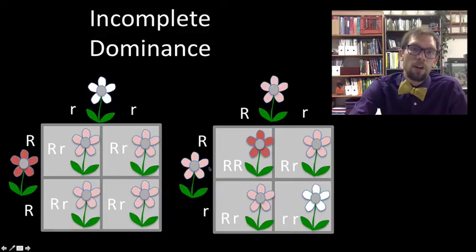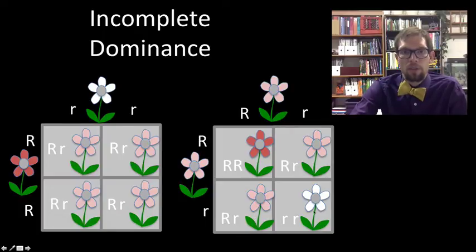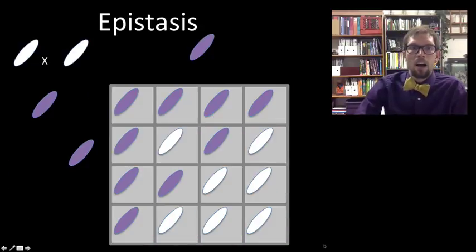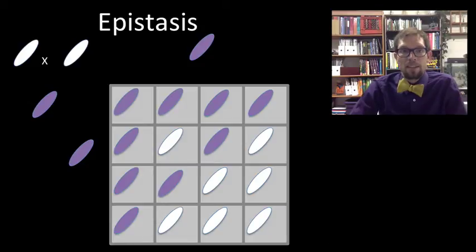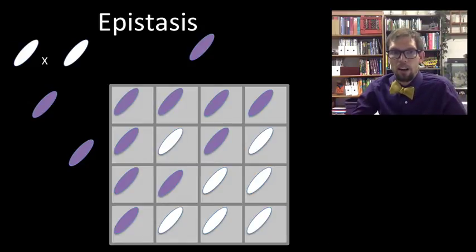So if you were to cross the pink flowers, then you'd end up with a 1:2:1 ratio, both phenotypically and genotypically, because you'd end up with 1 red flower, 2 pink flowers, and 1 white flower. Finally, this brings us to epistasis. Epistasis is where you have one gene that can affect the expression of another gene.